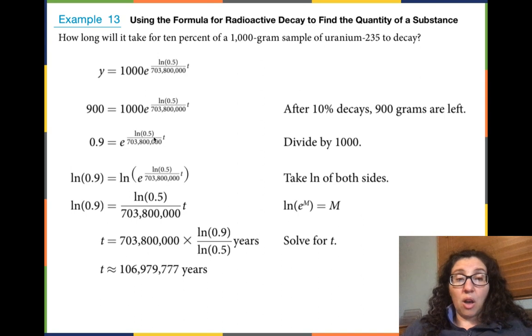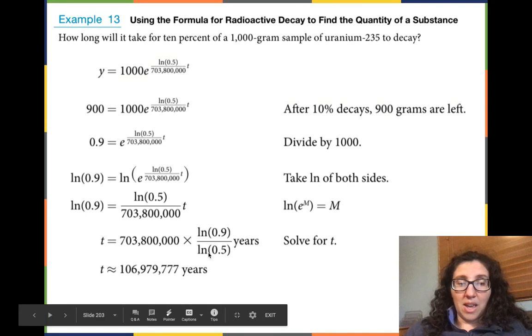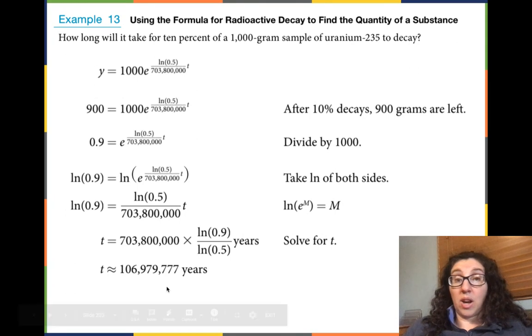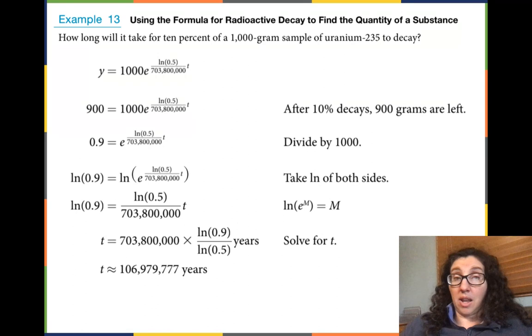We can take the natural log of both sides, right? Natural log of 0.9, the natural log of this whole thing. Natural log of e to some power is just going to be that power, right? This is a number. This is a number. So t is just going to be, we solve for t, right? Multiply by this 703,800,000 number, divide by natural log of 0.5, and it's a really long time, right? 106 million years for 10% of that to decay.